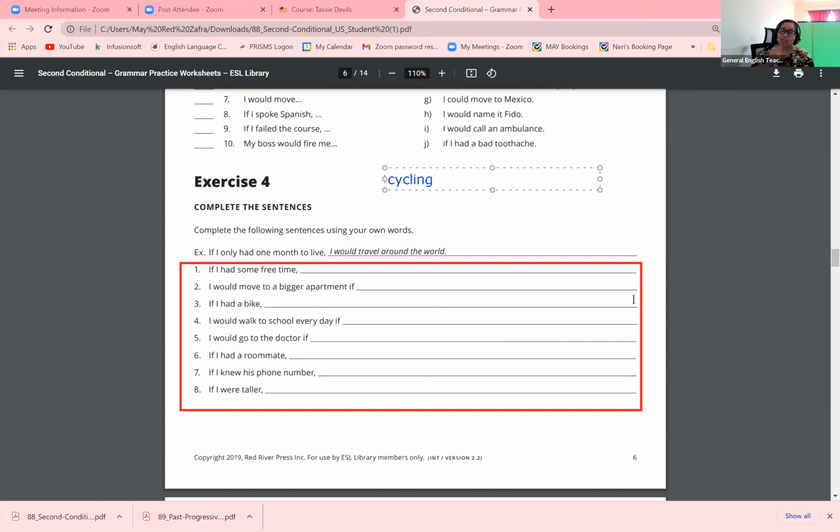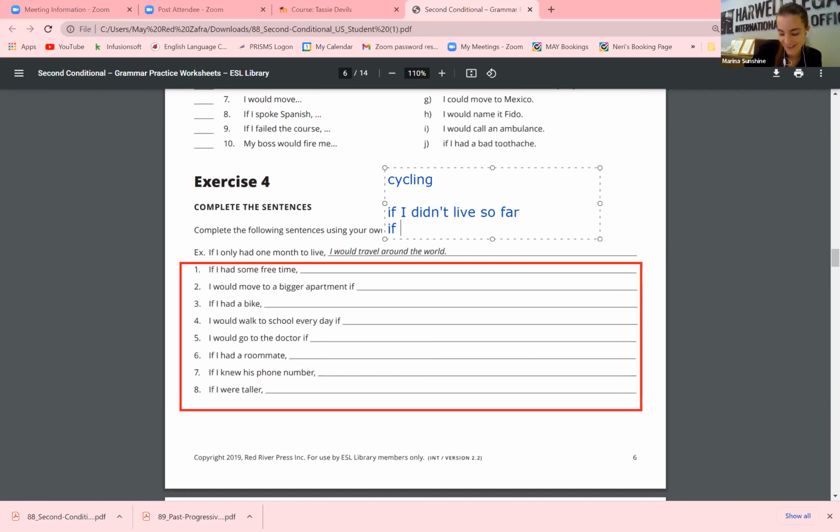Not so far. Okay, so let's fix that, Marina. If I didn't live so far. Yeah, if I didn't live so far. Okay. Or you can just say I would walk to school every day if I lived nearby. If I lived nearby. Yes. That's also correct. Both of them are correct. Any one of them you can use.